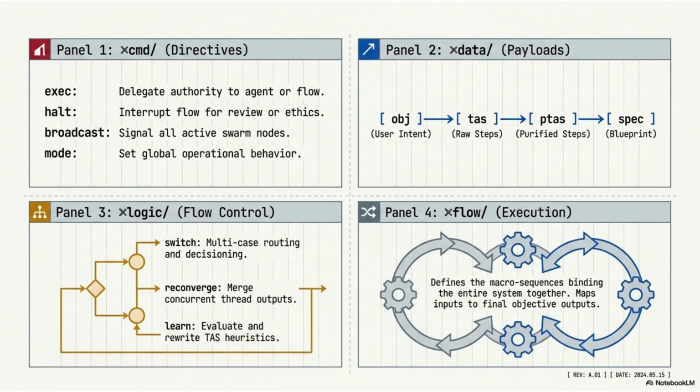The system utilizes four main control panels: XCMD for directives like execution and mode setting, XData for payloads, transforming user intent into a system blueprint, XLogic for flow control, including multi-case routing and learning, and XFlow, which defines the macro sequences binding the entire system together.